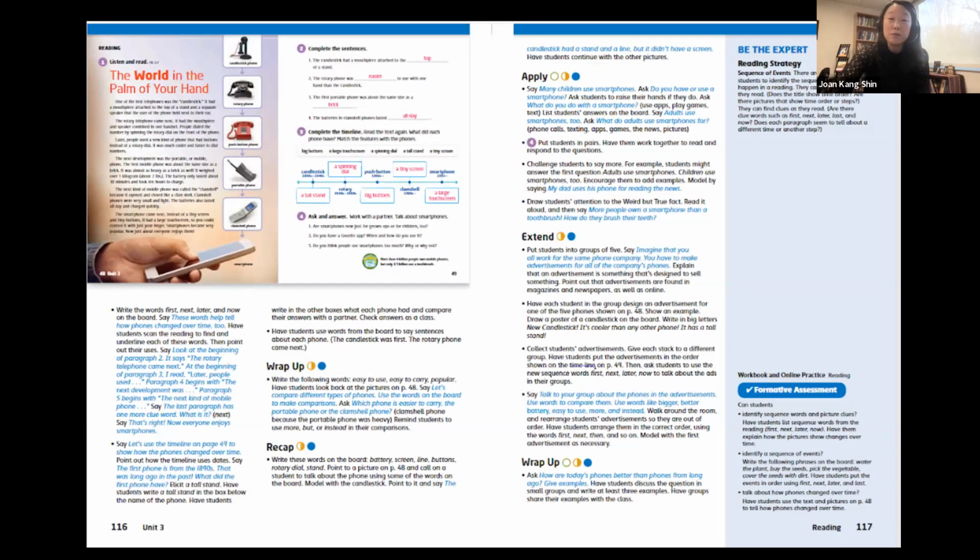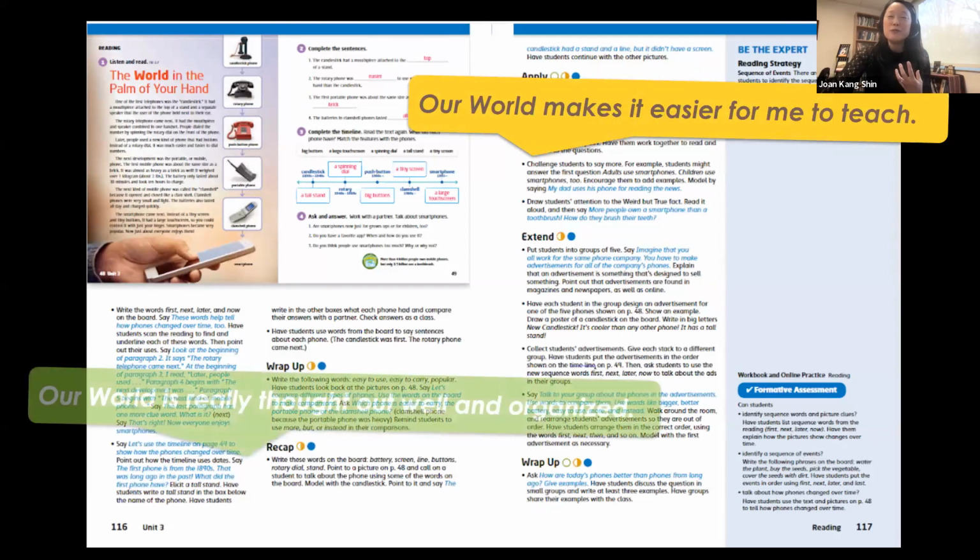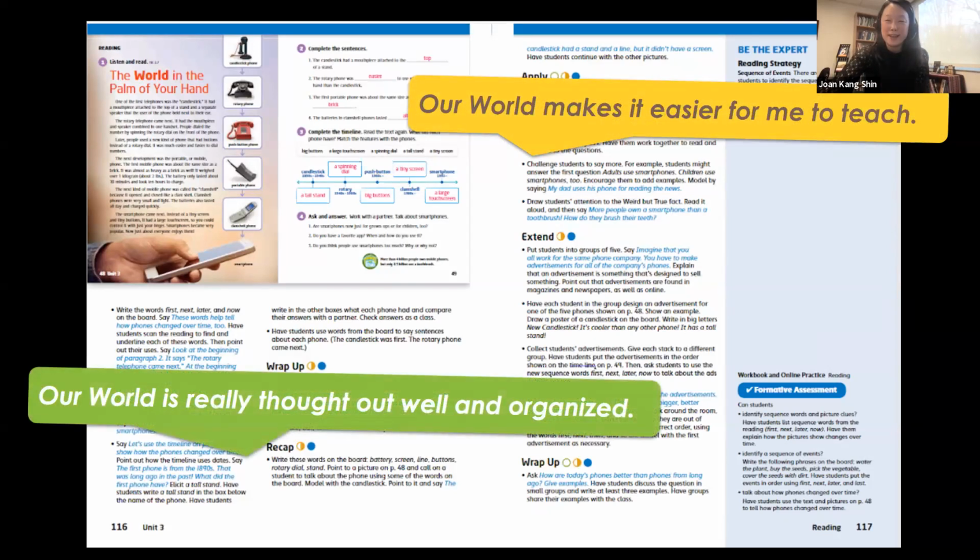And this can really be helpful for novice teachers to know how to carry out an effective lesson for each page and activity in Our World. There are also strategies that you could see on the side panel, Be the Expert, where there are strategies and formative assessment ideas. And these are integrated into that specific lesson, but also those examples can help teachers develop themselves professionally with strategies that they can use in other lessons as well. So anyway, as you can see, these quotes from teachers say that Our World makes it easier for me to teach, and Our World is really thought out well and organized.